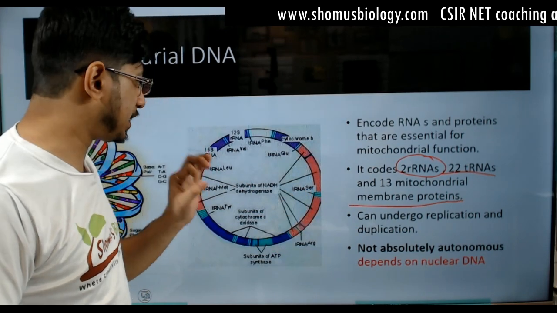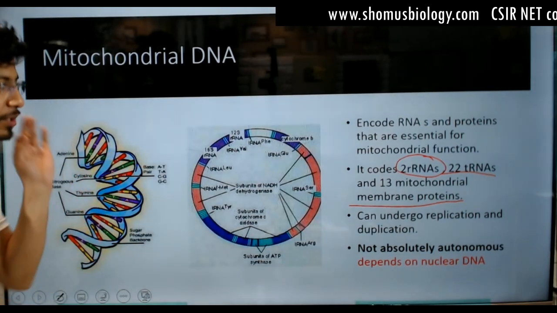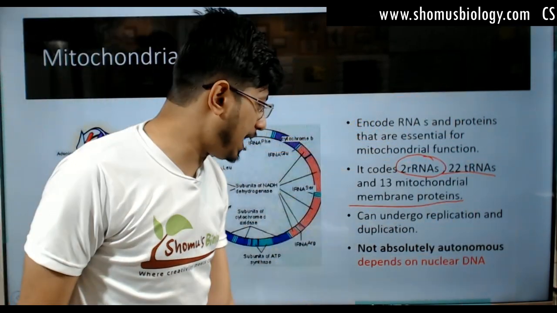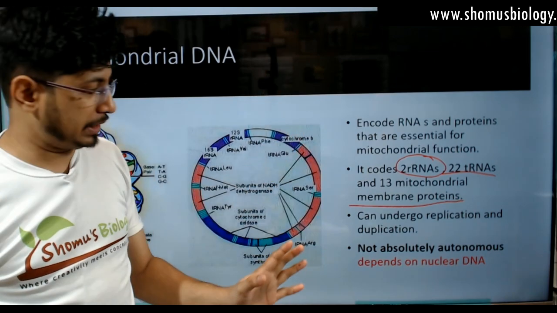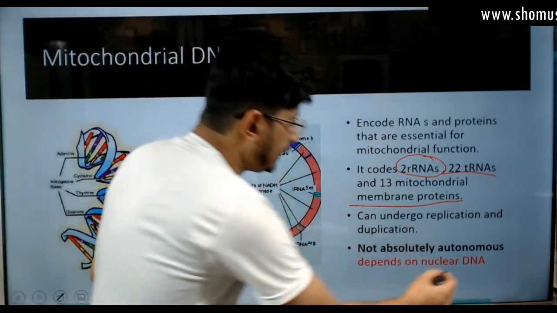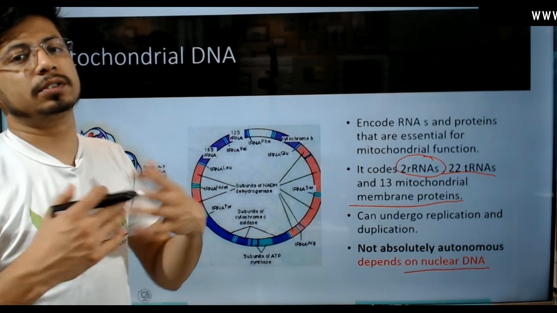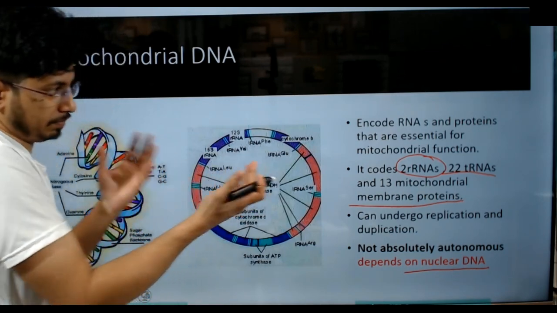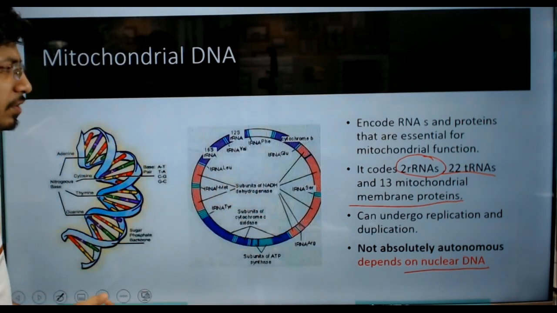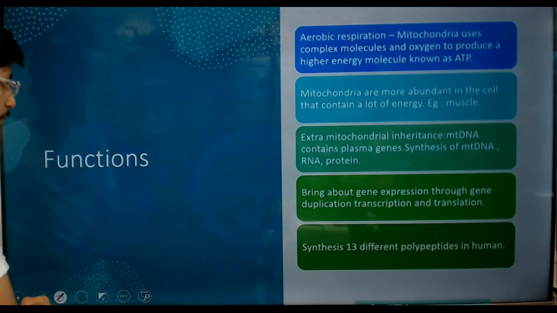But there is a catch to this mitochondrial DNA. Mitochondrial DNA cannot be termed as absolutely autonomous. It requires the help of nuclear DNA in order to carry out the process of transcription and making the desired proteins.